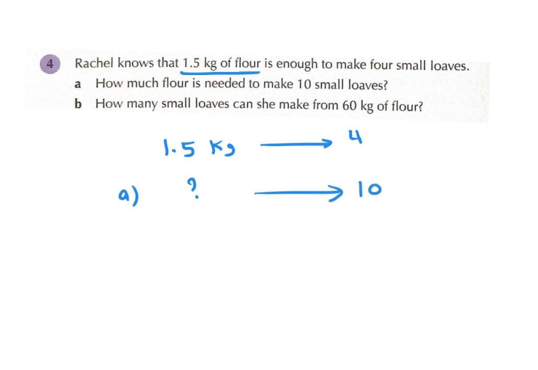Okay? So how to solve? 1.5 kg is enough to make 4 small loaves. So how many kg is enough to make 10? You can say that 4 times what equal 10? 2.5. Times 2.5. Then multiply 1.5 by 2.5. So what is the answer? 3.75. So 3.75 kg.